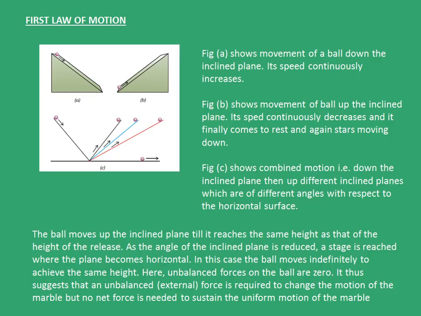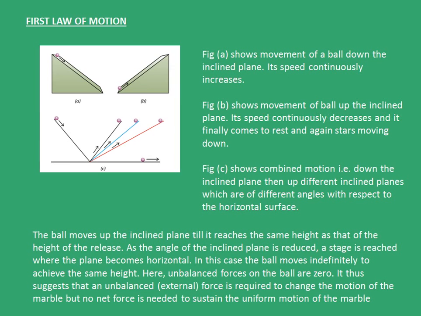Before understanding what is first law of motion, let's look at these three pictures given here. The figure A shows the movement of a ball down the inclined plane. In this case, its speed is increasing continuously. The second figure shows the case when the ball is moving up the inclined plane. In this case, the ball moves up with a decreasing speed, finally comes to rest, and then again moves back in the down direction. The third figure combines both of these motions.